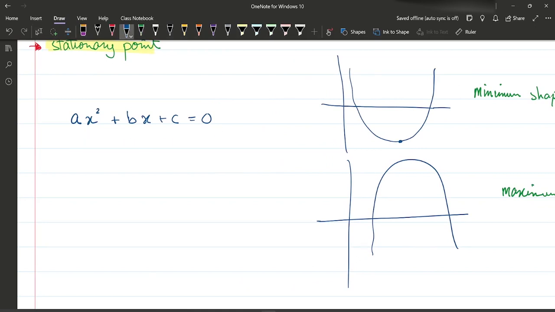So it's very simple. All you have to do is look at the first term, the ax squared term, always the x squared term. All you have to do is look for a plus or a minus. Since this one is plus, it's automatically a minimum. Just write minimum. But if it was a negative ax squared plus bx plus c equals 0, this would be automatically a maximum.